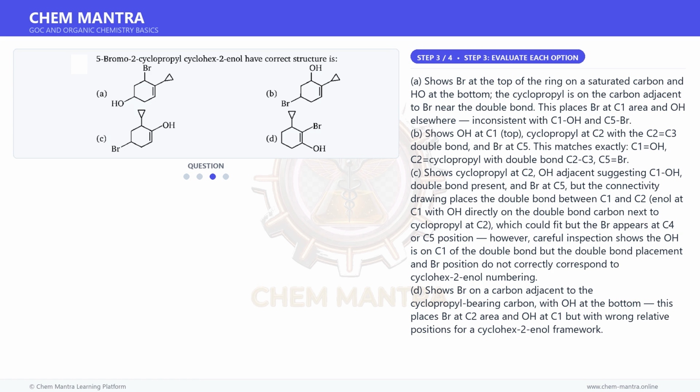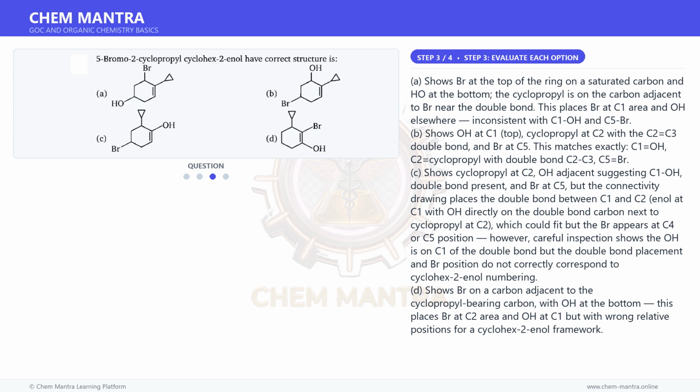C shows cyclopropyl at C2, OH adjacent, suggesting C1 OH, double bond present, and Br at C5, but the connectivity drawing places the double bond between C1 and C2, enol at C1 with OH directly on the double bond carbon next to cyclopropyl at C2, which could fit, but the Br appears at C4 or C5 position. However, careful inspection shows the OH is on C1 of the double bond, but the double bond placement and Br position do not correctly correspond to cyclohex-2-en-ol numbering.